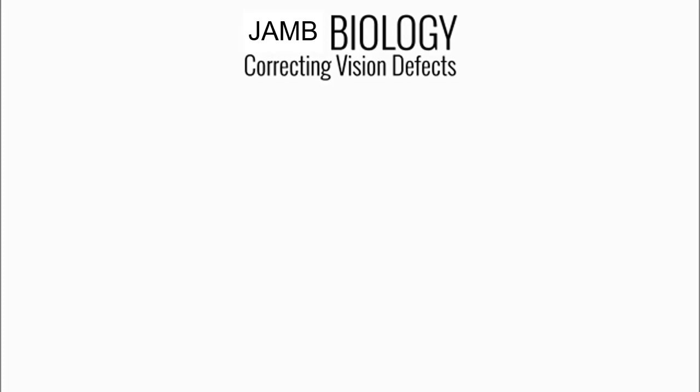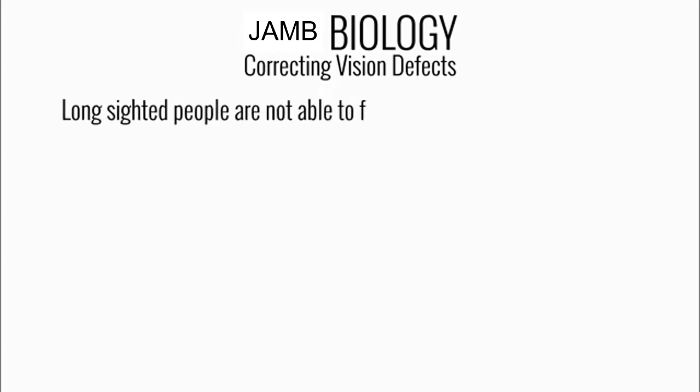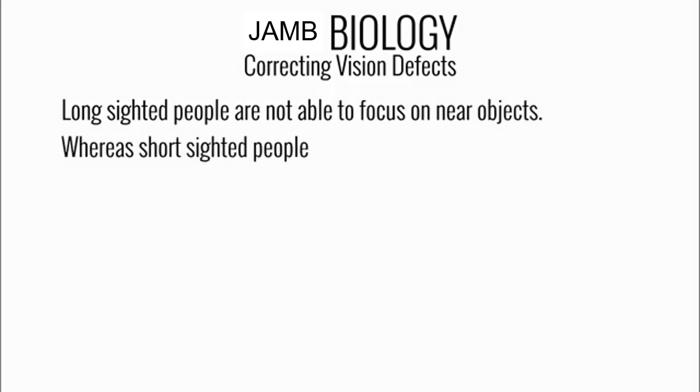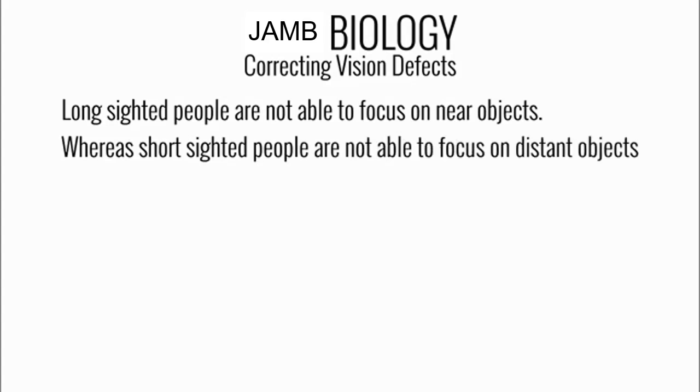So just like we discussed in our previous video on the eye, the way the eye works is quite complex. And sometimes it doesn't really work so well, but we actually have ways of correcting it. So people can be long-sighted or short-sighted. Long-sighted people are not able to focus on near objects, whereas short-sighted people are not able to focus on distant objects.